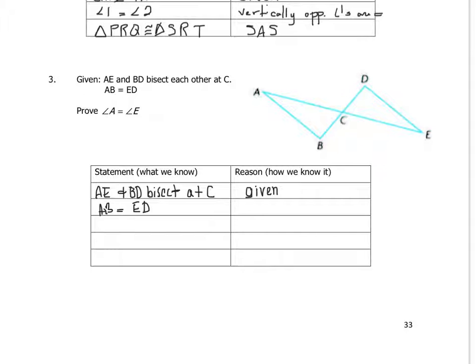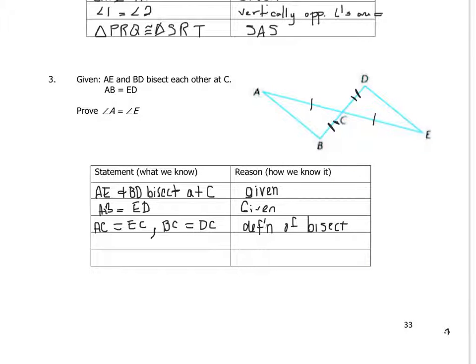So from the first statement that AE and BD bisect each other, I know that AC has to equal EC. Whoops, I forgot to write down that the second statement was given. So I know that AC equals EC, and by the same reasoning, DC equals BC, or BC equals DC, because of the definition of what it means to bisect. So just say def'n for definition of bisect.